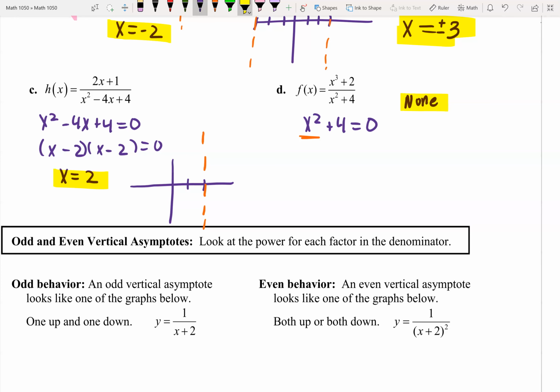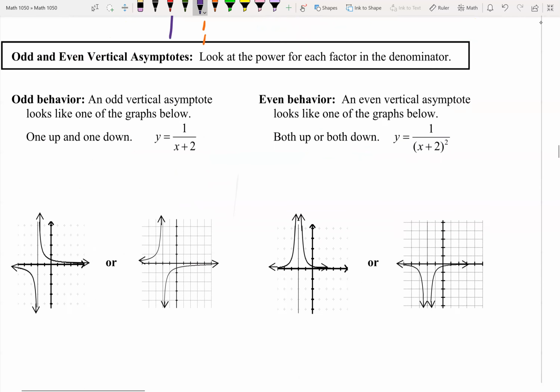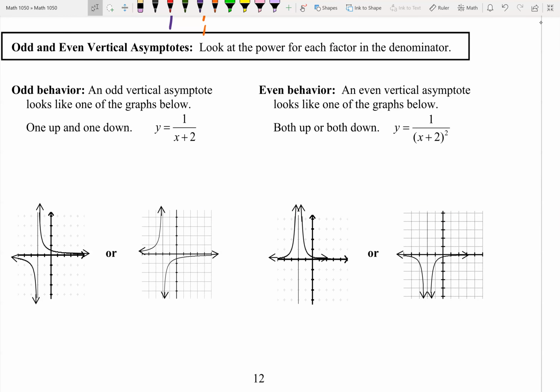Now, you don't have to show work if you can see that. If you don't see that, let's write this down. Everybody go x squared equals negative 4. And then I can see that I'm square rooting a negative, which is going to give me an imaginary. And am I really going to list an imaginary vertical asymptote? No. Okay, odd and even vertical asymptote.